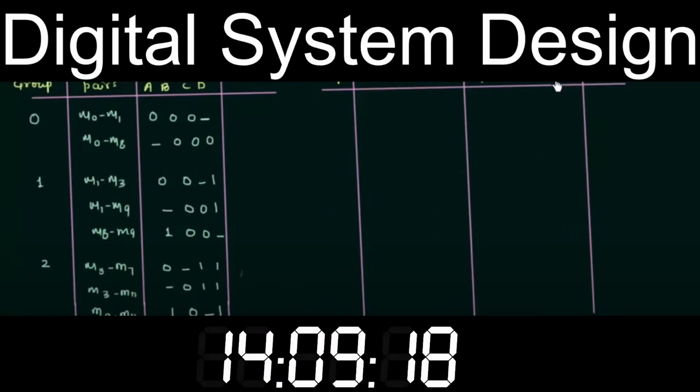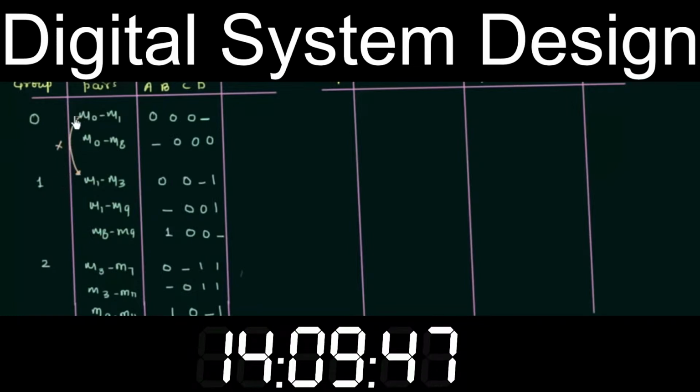We will compare M0 M1 with M1 M3. M0 M1 is 0 0 0 underscore. M1 M3 is 0 0 underscore 1. So you can see that we have two variables changing, underscore 1 0 underscore. So M0 M1 M1 M3 is not a matched pair.